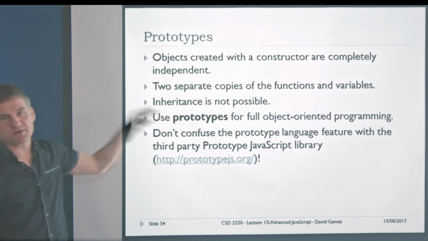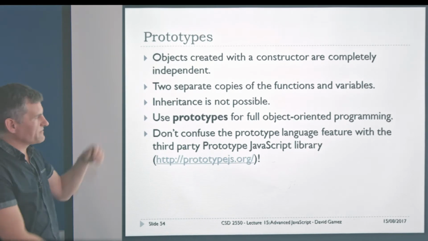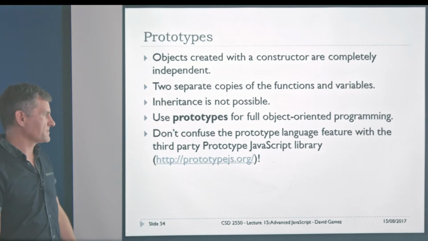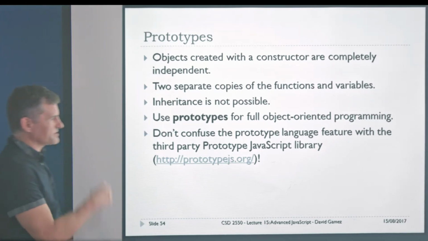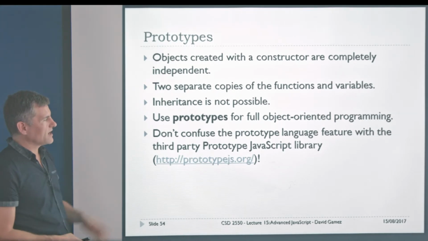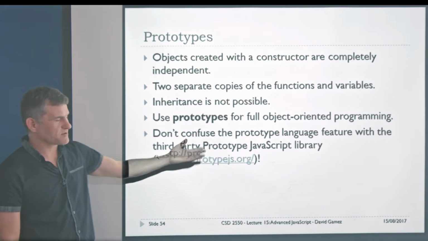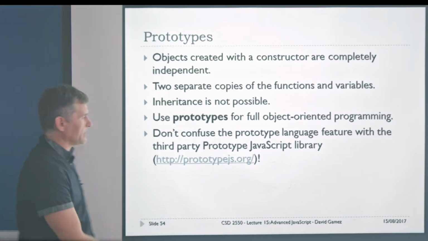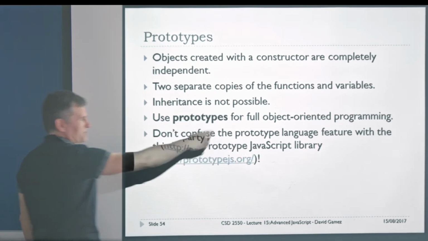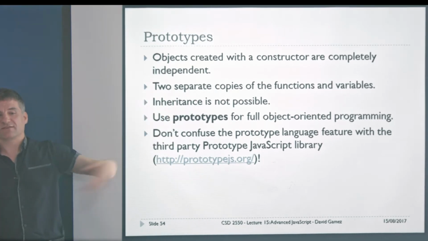More importantly, there's no possibility of inheritance with standard object construction. So if you want full object-oriented programming, you need to use prototypes in JavaScript. It's very important not to confuse the prototype language feature, which is an inherent property of JavaScript on all modern browsers, with the Prototype JavaScript library. Very stupid, confusing name, right? Calling it after a language feature, but no idea what the connection is. But don't mix up the Prototype JavaScript library with the prototype language feature within JavaScript. I'm only talking about features of the language, just like variables are a feature of the language.